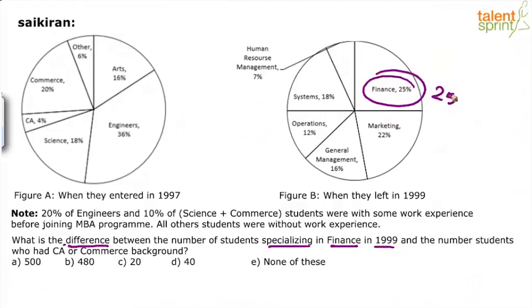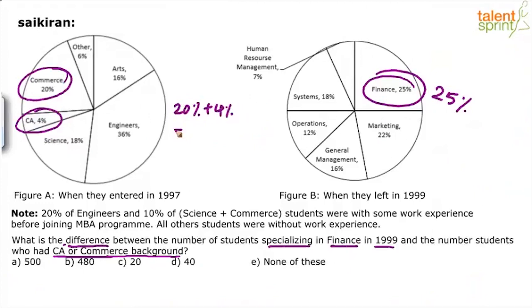25%. Do not convert these percentages into absolute values, we will do that later. Just look at the percentages first. So 25% specialized in finance in 1999. And he's asking us to take the difference with the number of students who had CA or commerce background. Commerce is 20, CA is 4. So CA or commerce background is 20% in commerce plus 4% in CA, total 24%.